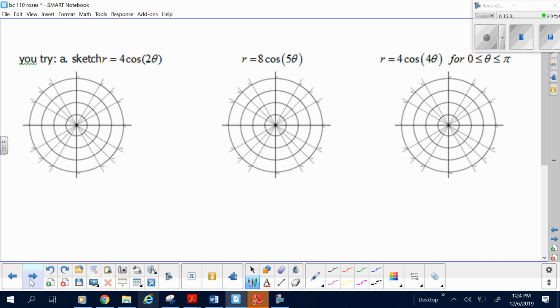Now, the goal is to use those ideas to just anticipate what the graph would look like, and then you graph. So would you do the first one, please, not by doing a table, but by saying there will be this many petals, and this is how far I'll go. And symmetry.